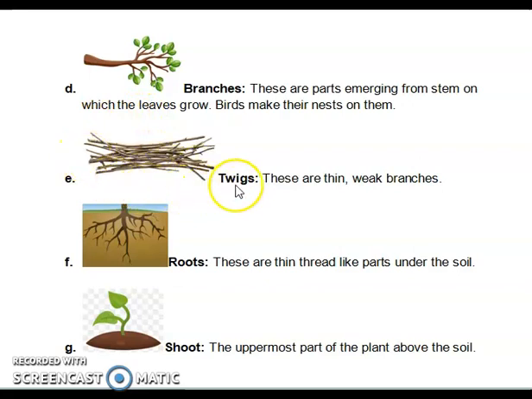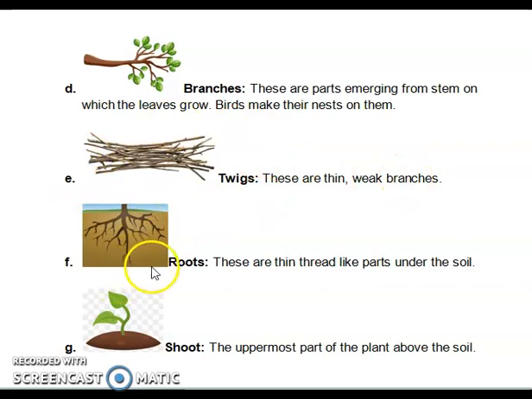Now the next one is twigs. Twigs are thin, weak branches. These are very thin branches that, even if you touch them, if you don't press hard, are very soft, very delicate. If you hold it, it will break very easily. So with these twigs and all, birds make their nest as well. You must have seen these twigs. In the picture you can see the twigs.